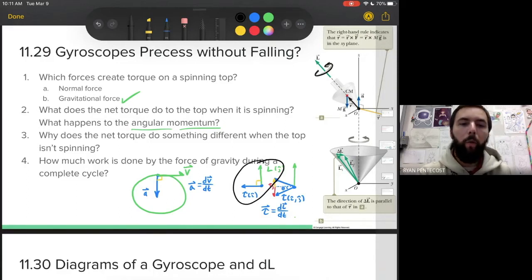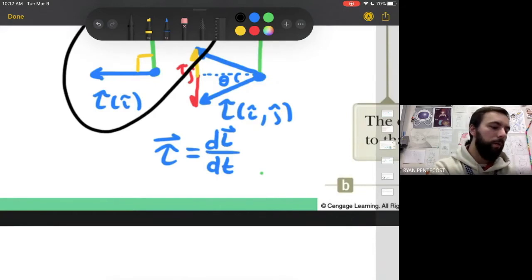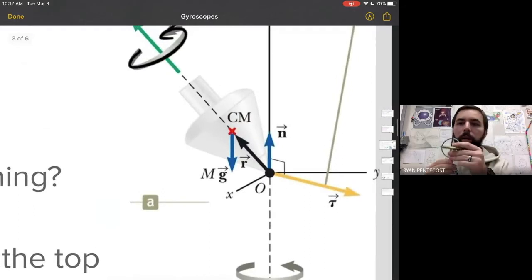Number 3, why does the net torque do something different when the top isn't spinning? So we talked about how torque is the change in angular momentum, right? Now, angular momentum exists if something is spinning, I omega. But if something is not spinning, it doesn't have angular momentum. So like we said, that torque wants to act about the origin. It wants to make the object fall over, okay? But it doesn't if it's spinning with enough angular momentum, right?